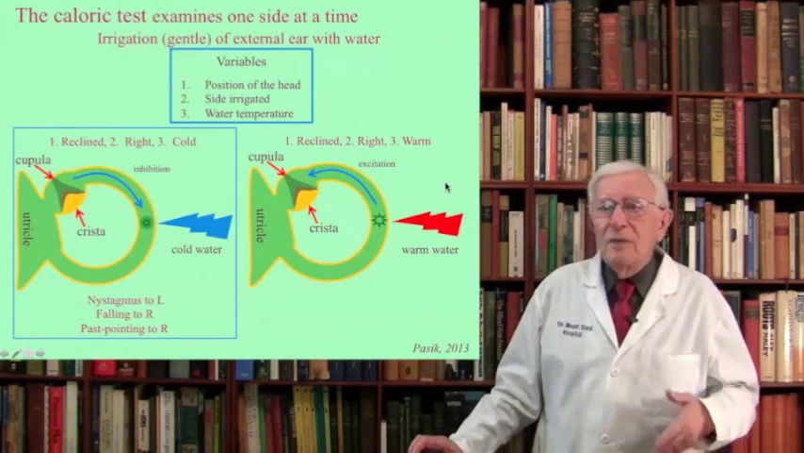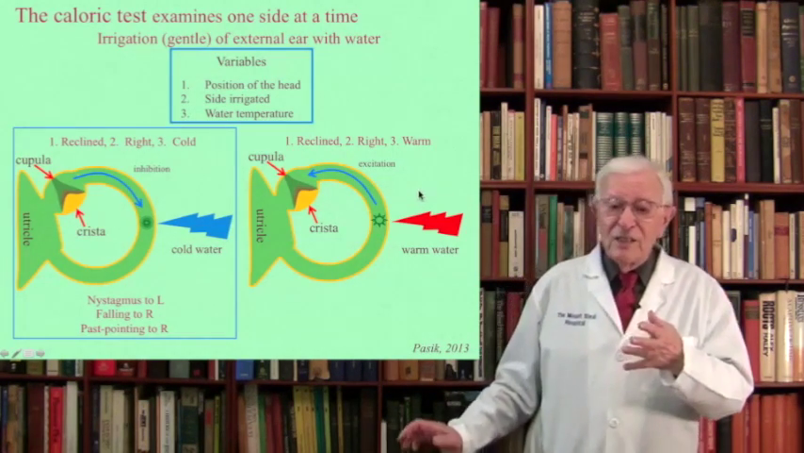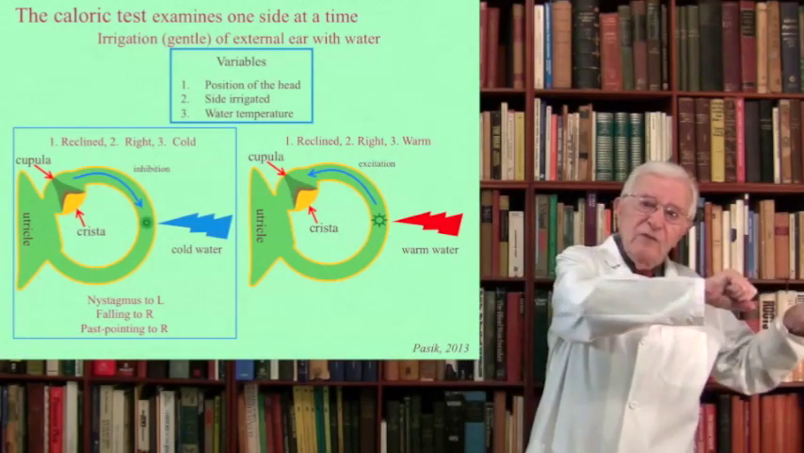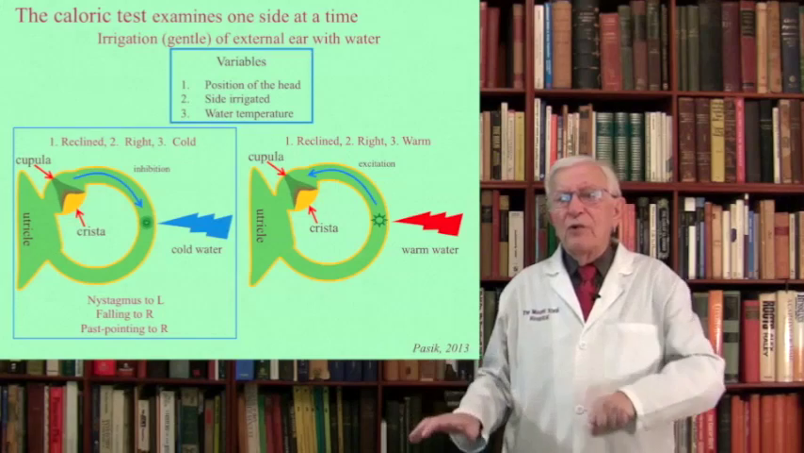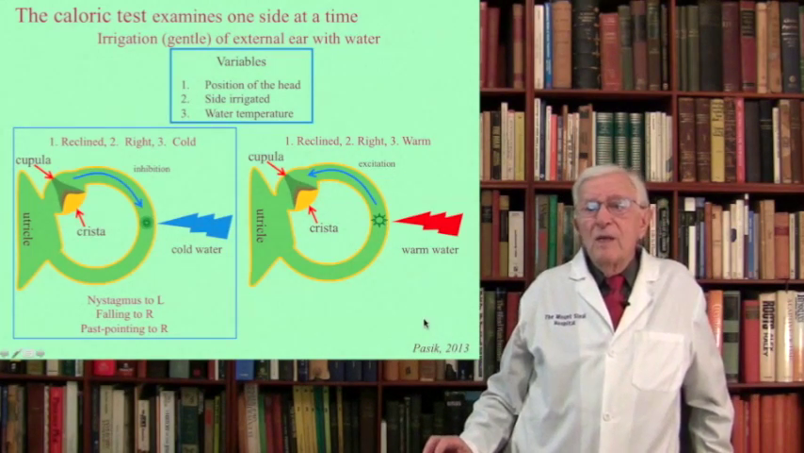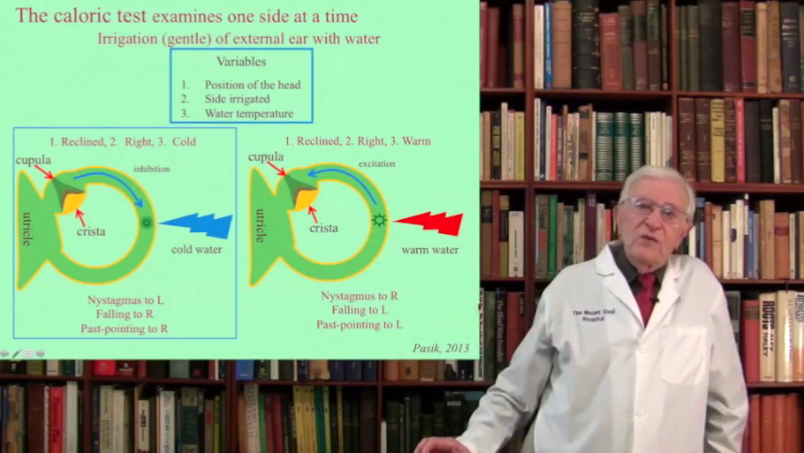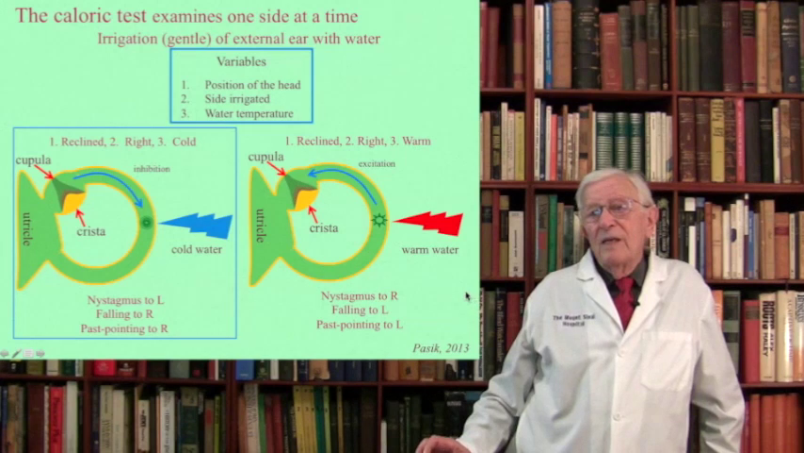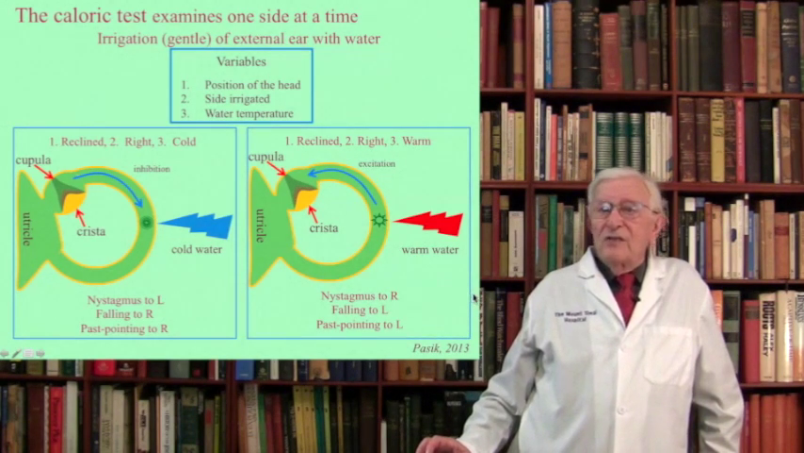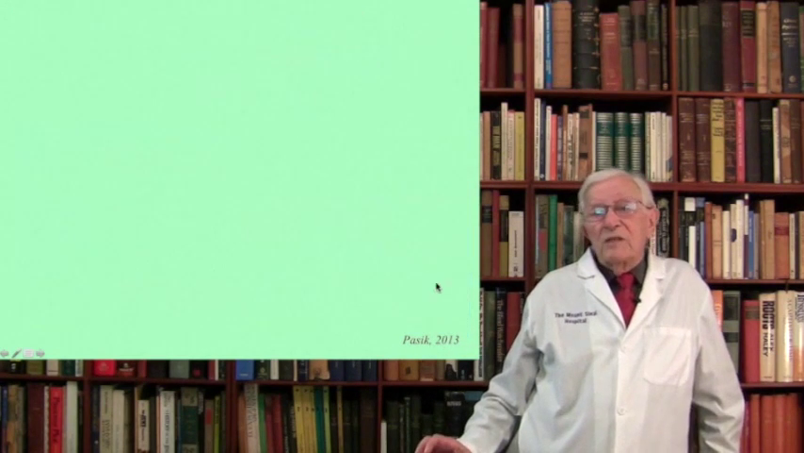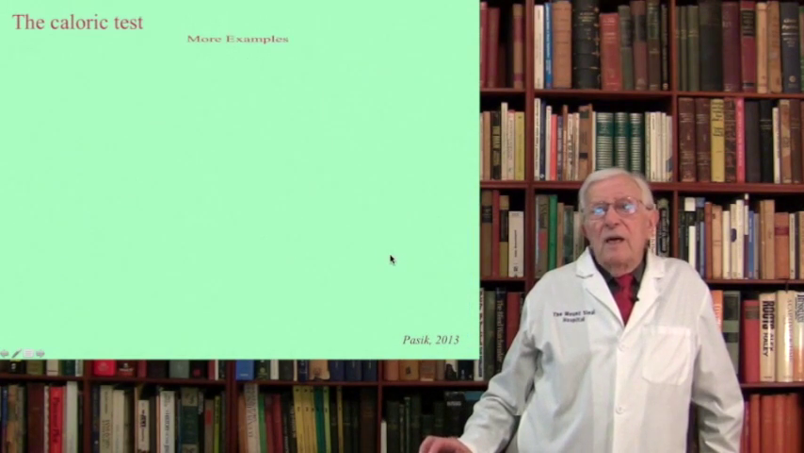And what's going to happen? If the right side is excited, the eyes will go to the left and beat rapidly to the right. So the nystagmus actually will be to the right, but the falling of the patient when standing up or the past pointing will be to the left. Well, this is something you have to think about and try to solve various problems. I'll give you two more examples just for the kick of it.